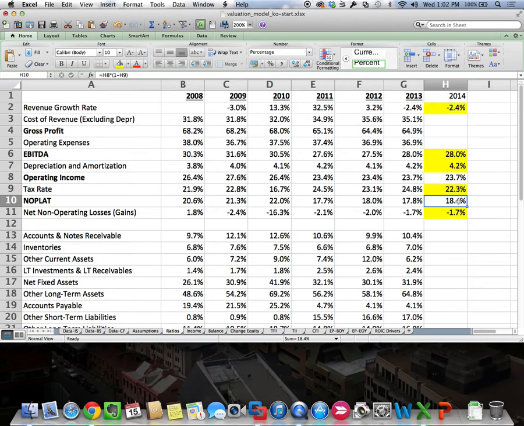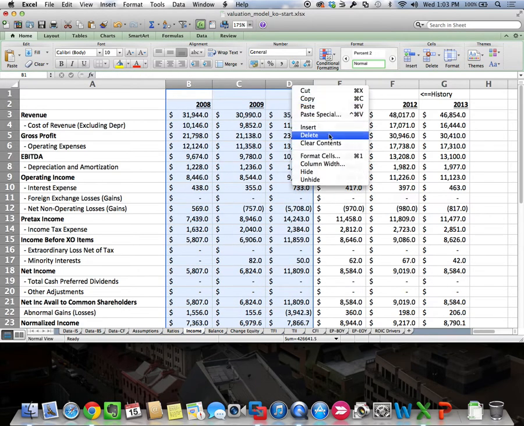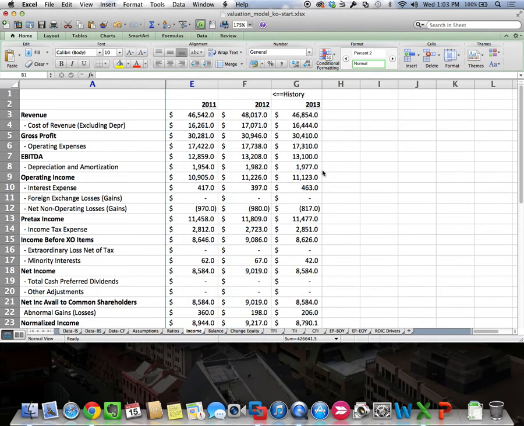Okay. All right, so now we're going to go to the income tab. And we're going to start creating the forecasted actual numbers that these ratios would infer. Now, in order for you to see this a little bit easier, I'm just going to hide a few of the columns. Not delete, just hide. All right, just so it's easier to see.